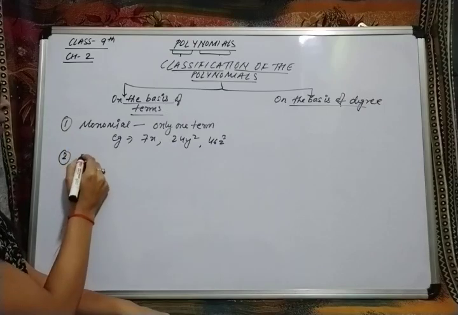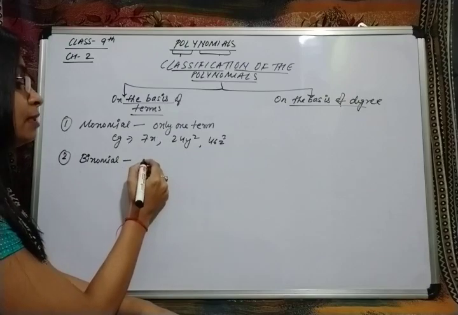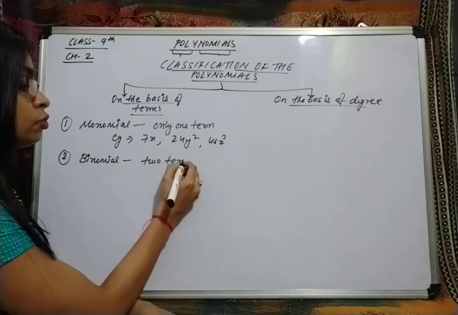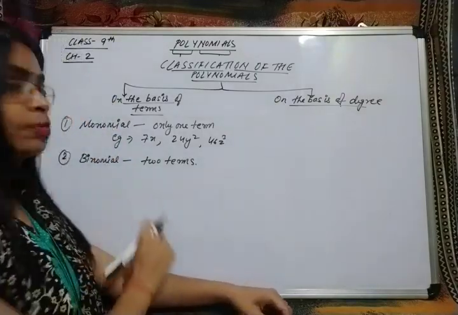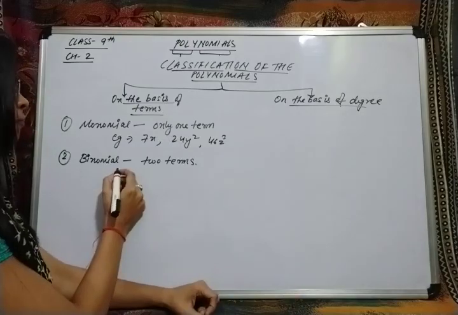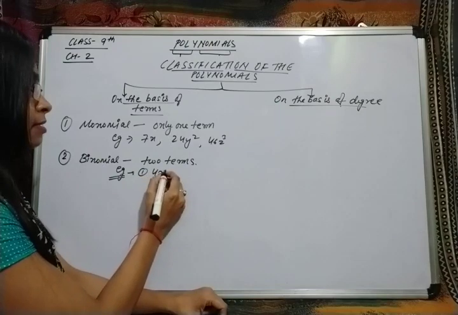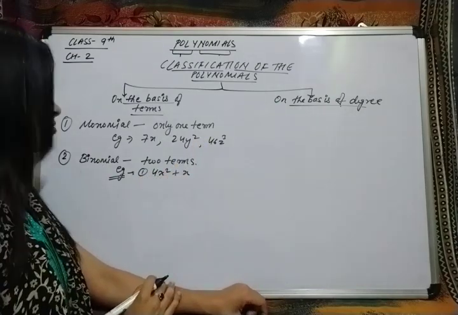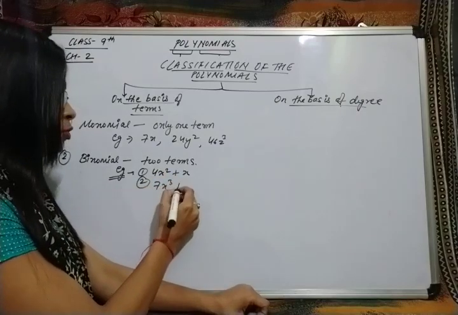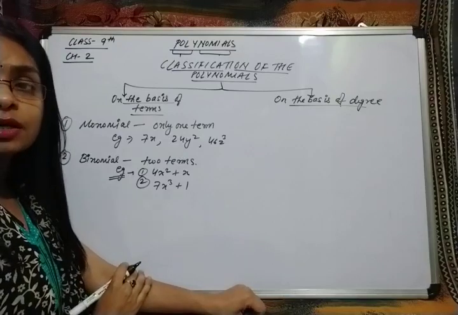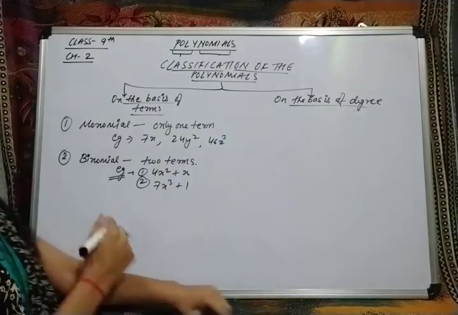The second one is binomial. Binomial has 2 terms. A polynomial which contains only 2 terms is said to be a binomial. For example, 4x square plus x. This is a binomial, there are 2 terms. Secondly, 7x cube plus 1 is also a binomial. So a polynomial containing 2 terms is known as a binomial.